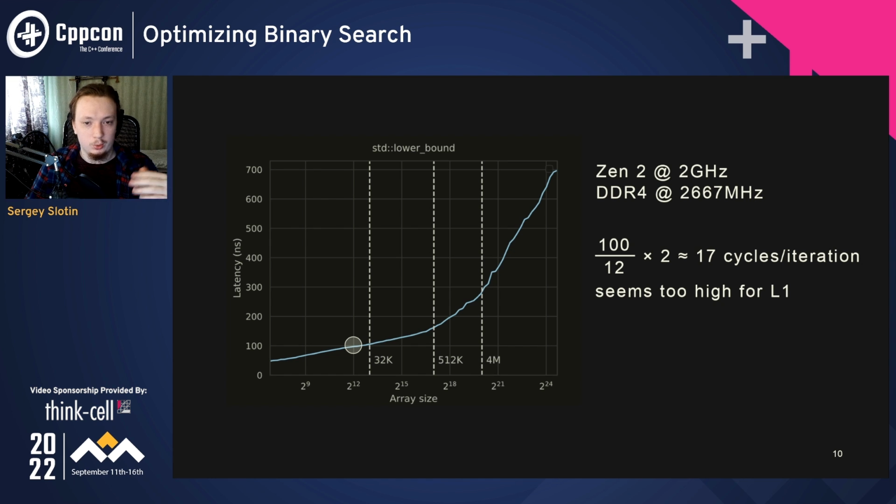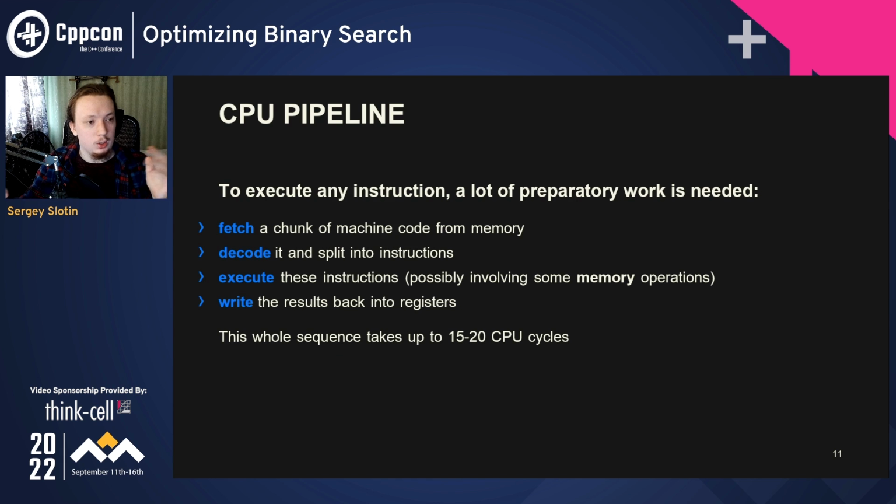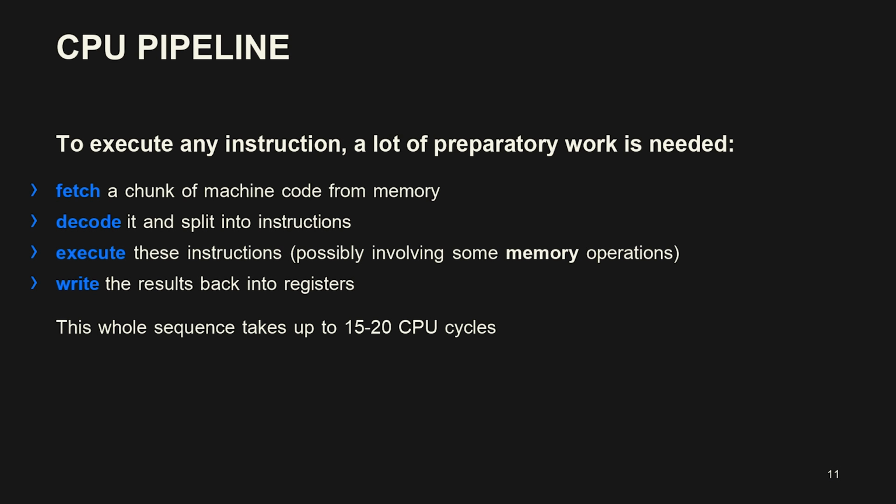And to understand what's happening here, we need to know about one interesting feature of modern CPUs. So to execute any instruction, the processor needs to do a lot of preparatory work first. It needs to fetch a block of machine code from memory, it needs to analyze it and understand which instructions are there, execute these instructions, possibly involving some operations from memory, and write the result back into registers so that they can be fed into the next instructions.